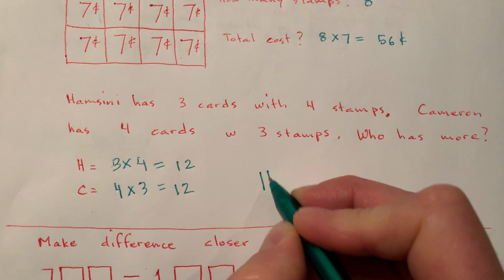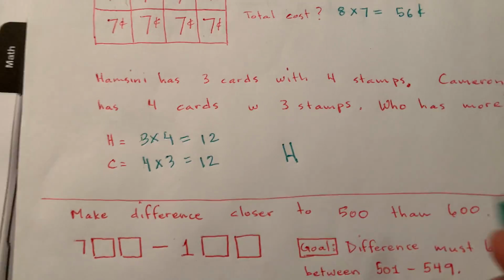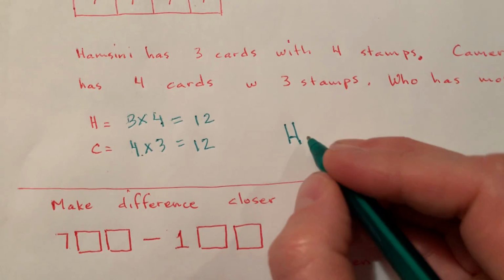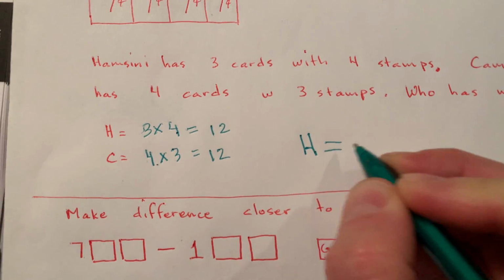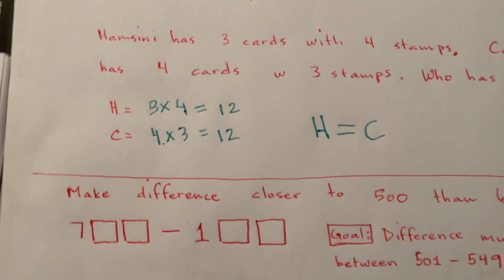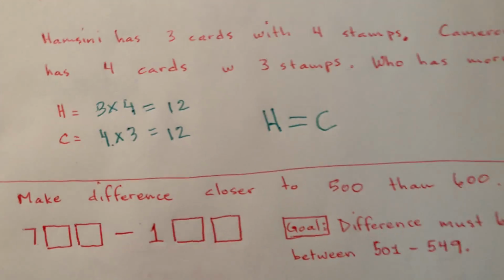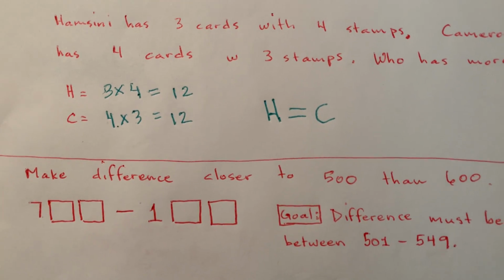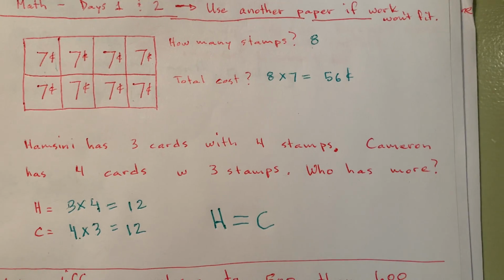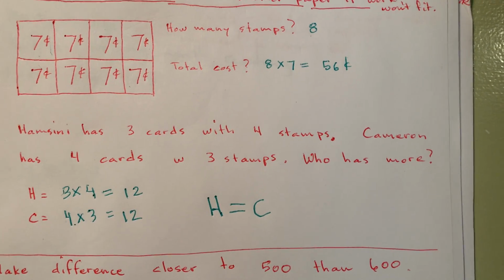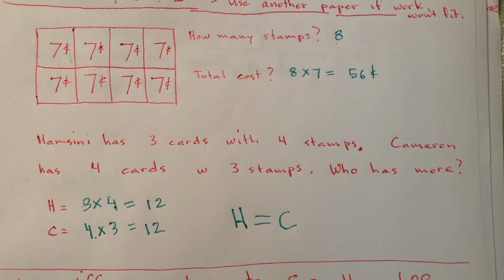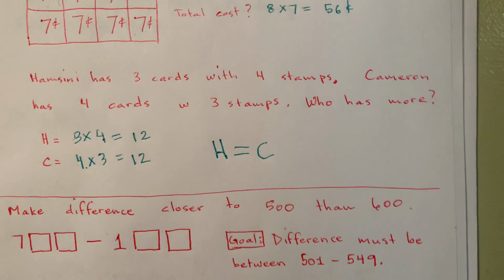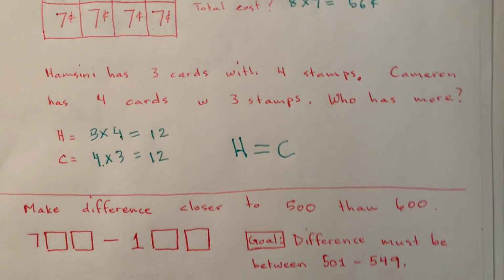And so for this situation, we know that the commutative property is at work here. We've got 3 times 4 is the same thing as 4 times 3. So Hamsini's stamps equal Cameron's stamps. So 12 equals 12. If they had used different numbers, obviously we wouldn't have a situation where they both have an equal number of stamps, but that's how that one plays out.